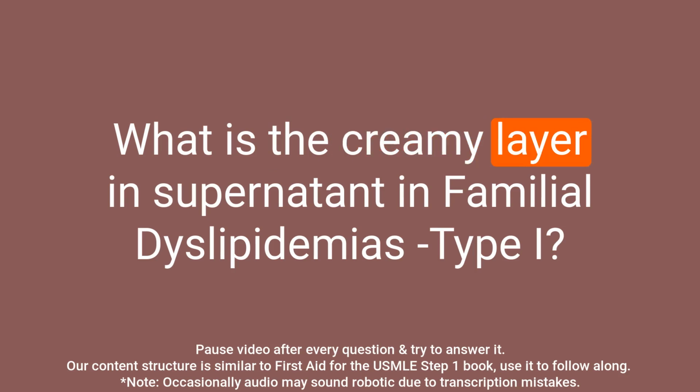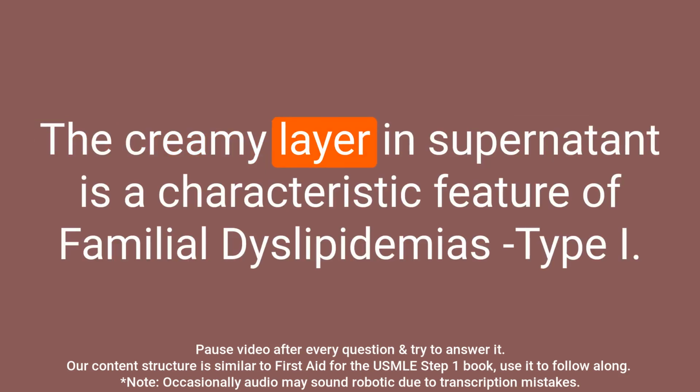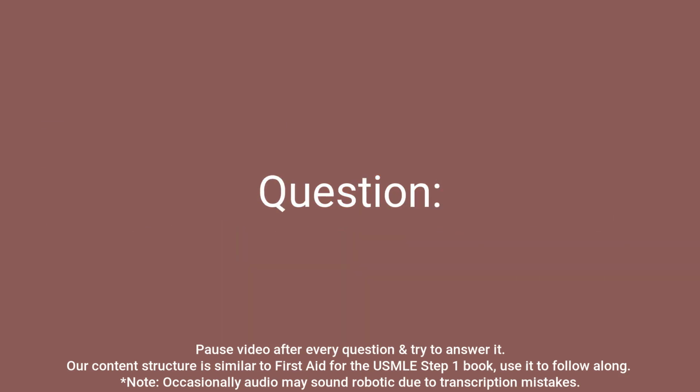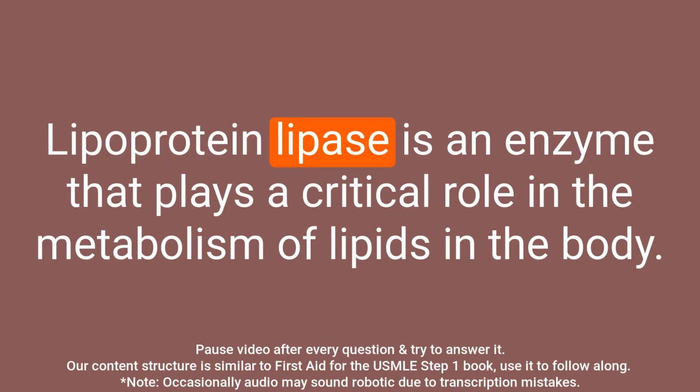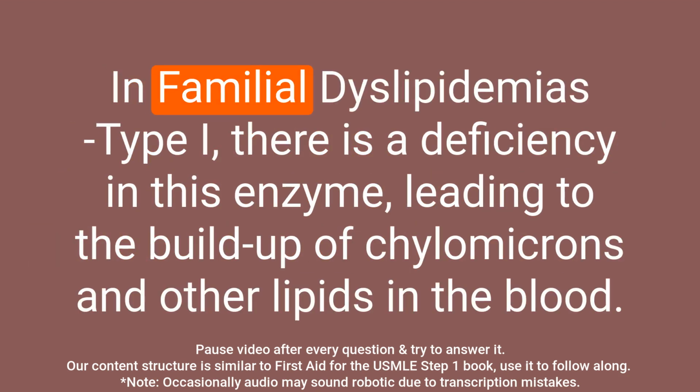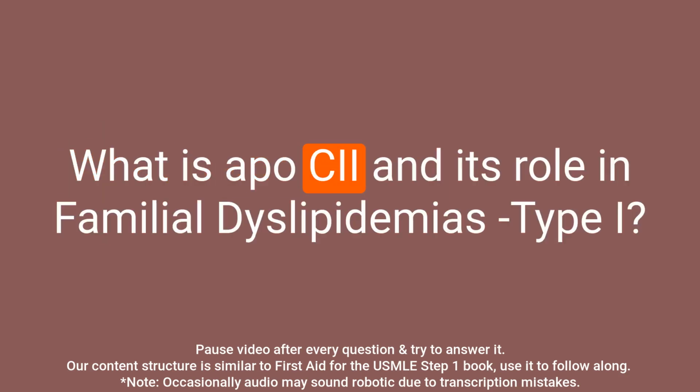Question: What is the creamy layer in supernatant in familial dyslipidemias type I? Answer: The creamy layer in supernatant is a characteristic feature of familial dyslipidemias type I. Question: What is the role of lipoprotein lipase in familial dyslipidemias type I? Answer: Lipoprotein lipase is an enzyme that plays a critical role in the metabolism of lipids in the body. In familial dyslipidemias type I, there is a deficiency in this enzyme, leading to the buildup of chylomicrons and other lipids in the blood.